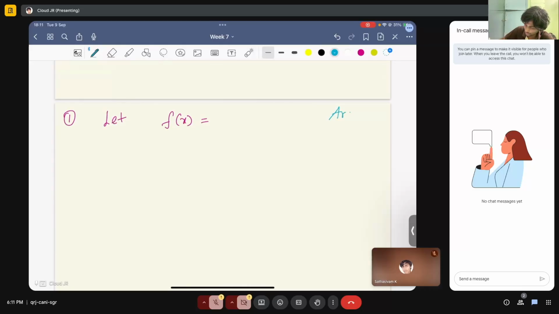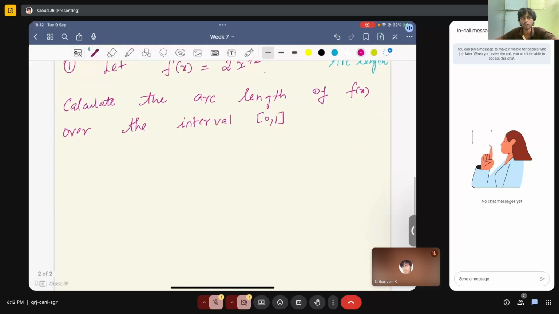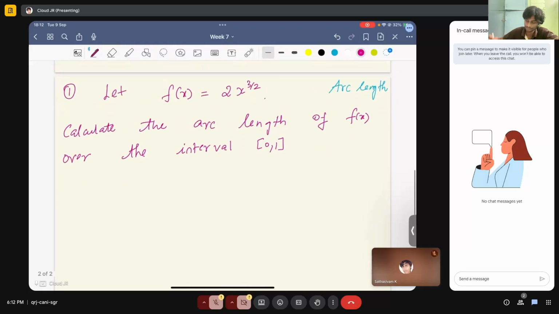So I will write here. Let's start with the example. Let's say you have a function f of x, which is 2x^(3/2). The question is to calculate the arc length of f of x over the interval 0 to 1. So over this interval, you have to calculate the arc length of this function.